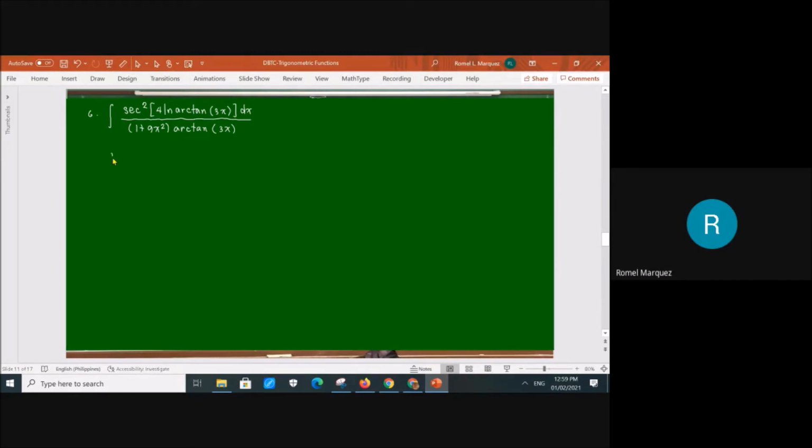Any suggestion? Which is the appropriate u to you here? Don't get disappointed if in the first trial you will not get the correct u. Remember, in integral, it's really a trial and error. Although, if you are really familiar with the formulas and you can foresee what will happen, then you can immediately identify the u here. Ln of arctangent 3x. What about the du?